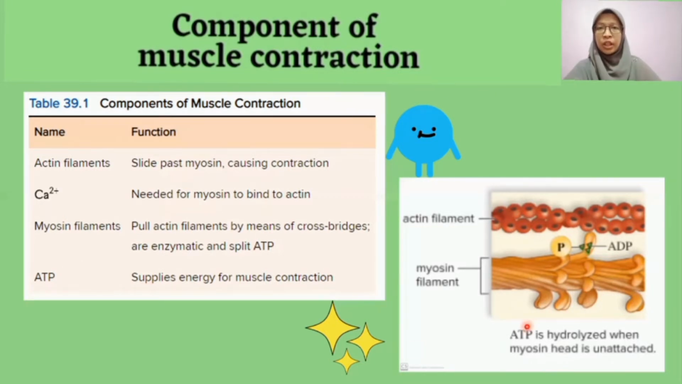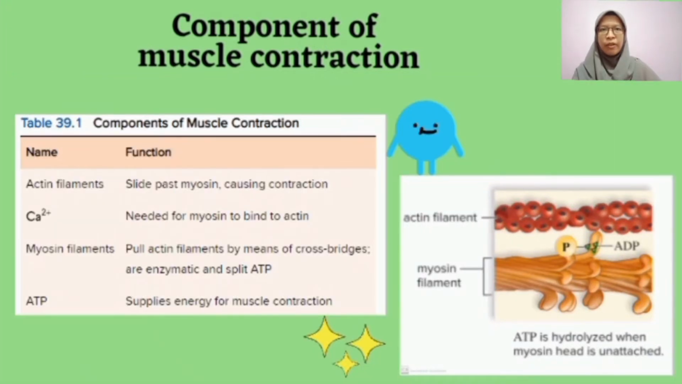From the picture here, we can see the cross bridge when myosin filaments pull actin filaments. And we can see that ATP is split to produce ADP. Next, I will pass to Hawa for further explanation.